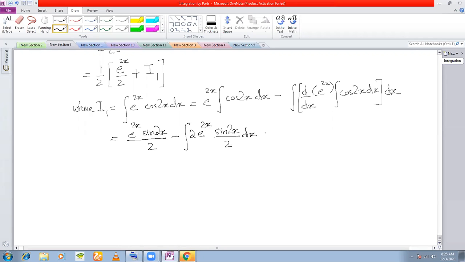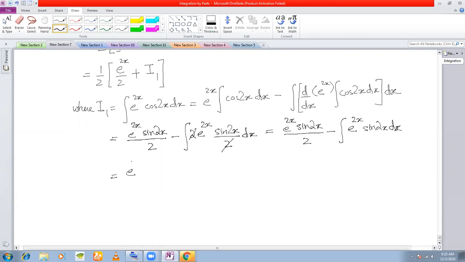dx. Okay, so what happens here? This 2 and this 2 cancel. So what effectively you are getting is e to the power of 2x sin 2x by 2 minus integral e to the power of 2x sin 2x dx. Okay, now again we integrate by parts.